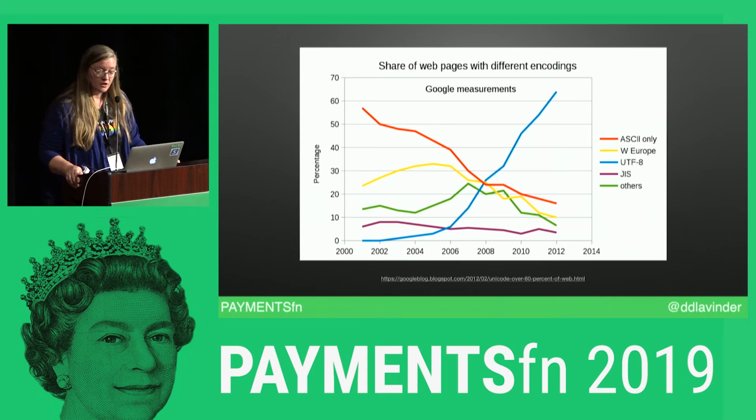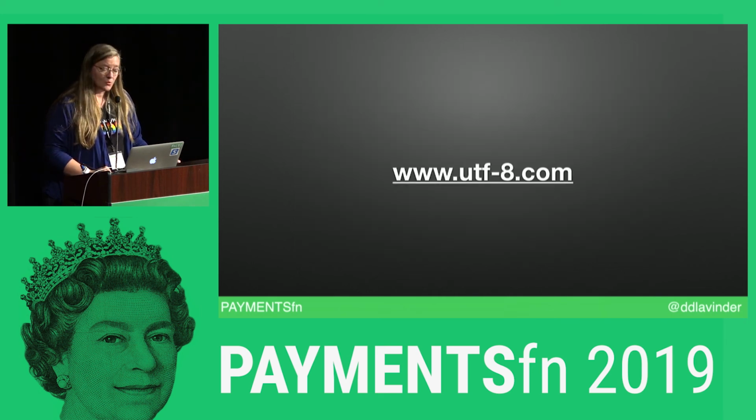Since 2009, UTF-8 has been the dominant encoding of any kind, not just Unicode encodings. In 2019, UTF-8 encoding accounts for 93.3% of all web pages. The percentage is higher for the top 1,000 web pages. UTF-8 is backwards compatible with ASCII, which means that it just works in many situations. So today's takeaway, please use UTF-8.